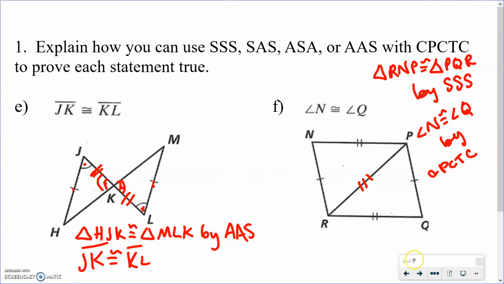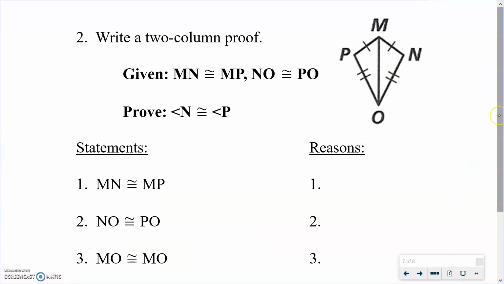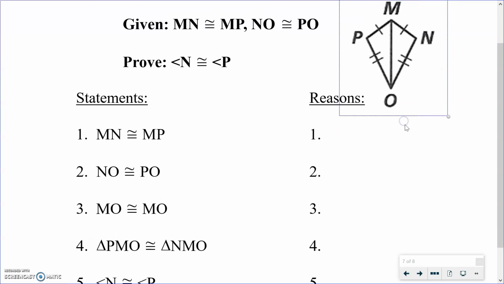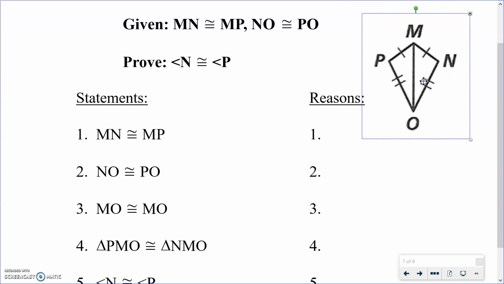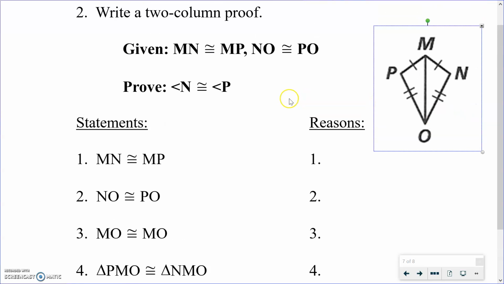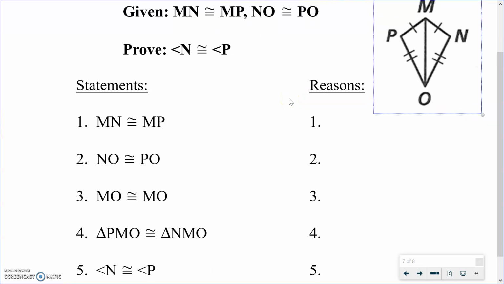Okay, now we're going to use that in a proof. So we're building on what we did yesterday again. And so we have this proof. First we need to prove the triangles are congruent. Then we're going to use that to prove that a part of the triangle that is not labeled is congruent. Okay? See if I can scoot that down a little bit so we can see it. Okay. So we would like to prove that angle N is congruent to angle P.